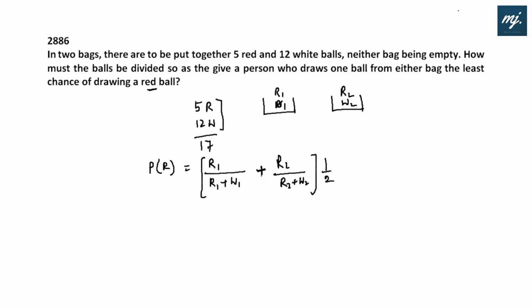It's a plus sign, and obviously none of these fractions are negative. That means to make this minimum, one of the fractions should be reduced to 0. That is the smallest value of a fraction which we can get. And how can we get this? When there is no red ball in one of the bags. Suppose there is no red ball in one of the bags, then automatically this R1 will become 0. This part will become 0. This fraction will be reduced.